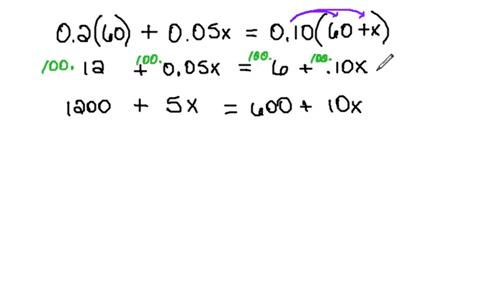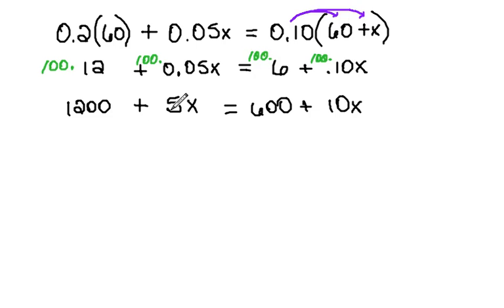Now, if you're comfortable working with the decimals, then you don't have to do this. This is just a little trick that some people prefer to do to get rid of them. Now we're going to continue on, though, with our same process that we've been doing. We'll simplify on each side first, but both sides are simplified already. So now we need to combine our x's.